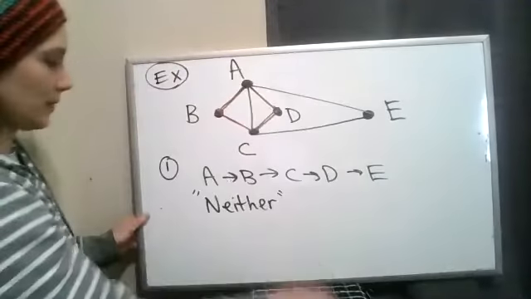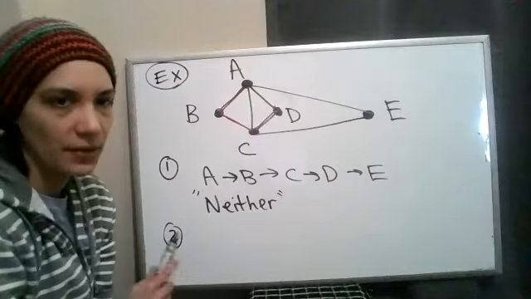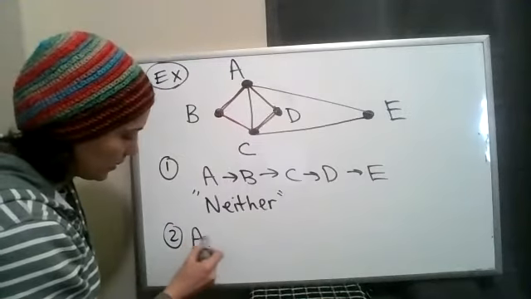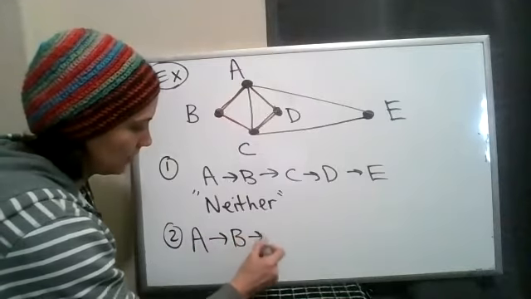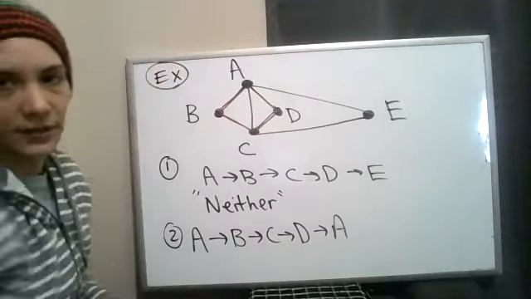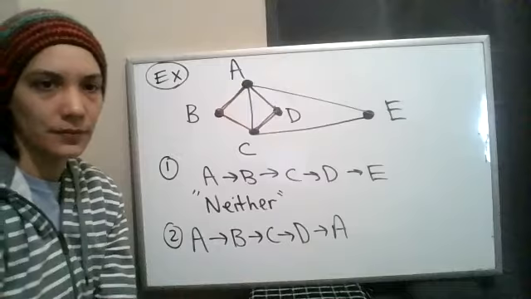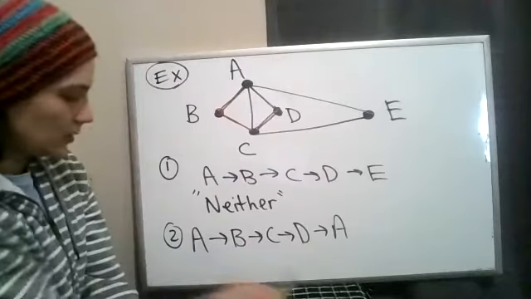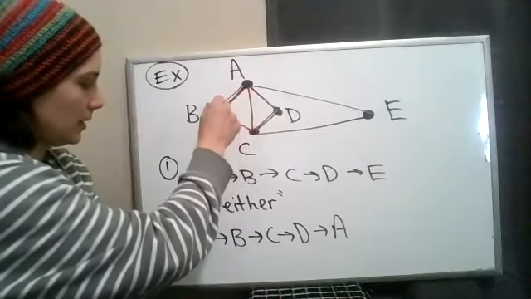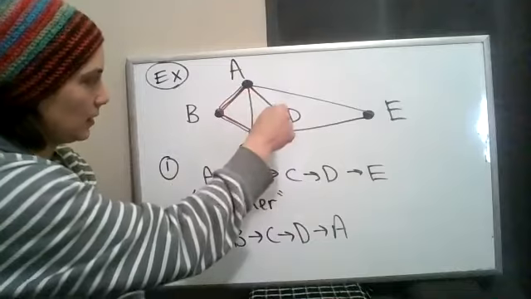This looks weird. Okay, we want to see if A, B, C, D, A is a sequence. We want to check out if it's a walk, and then see maybe if it's a path or circuit. Let's do blue. A to B. B to C. C to D. And then D to A.